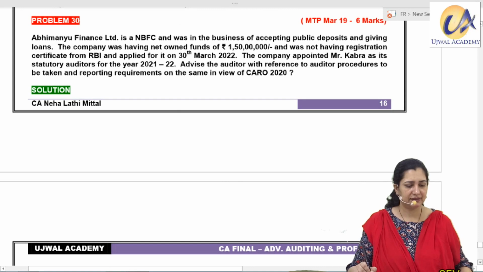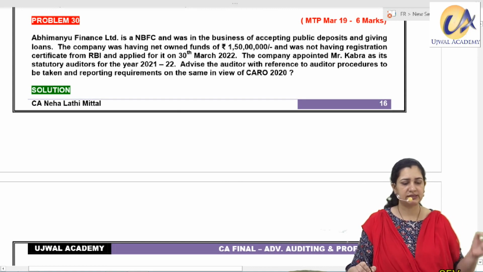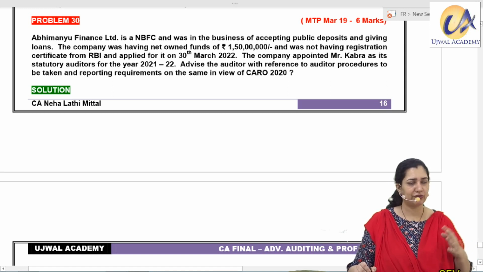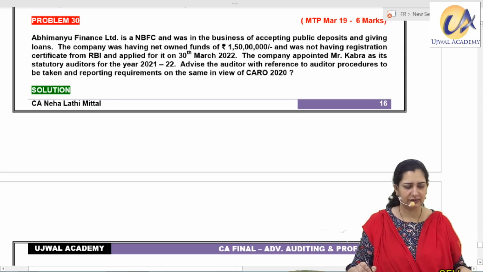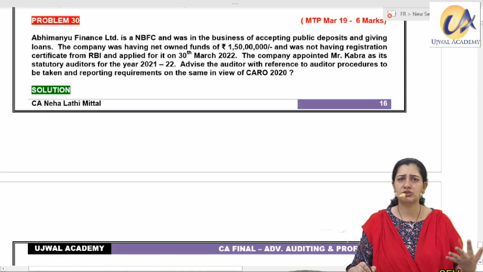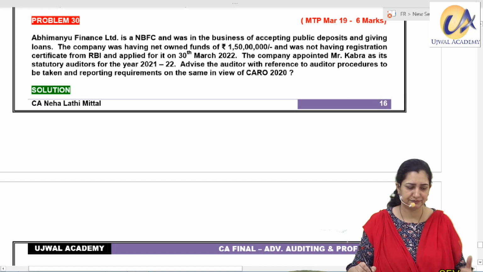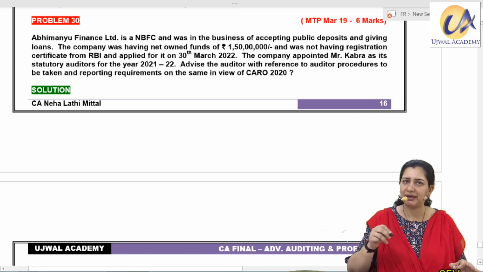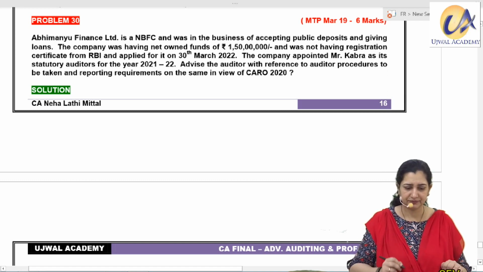Abhimanyu Finance Limited is an NBFC, in the business of accepting public deposits and giving loans. Company was having NOF of 1.5 crores and was not having registration certificate from RBI. So they don't have RBI certificate. Normally, RBI certificate is required when you have a NOF of 2 crores plus. But they have applied for it on 30th March 22.